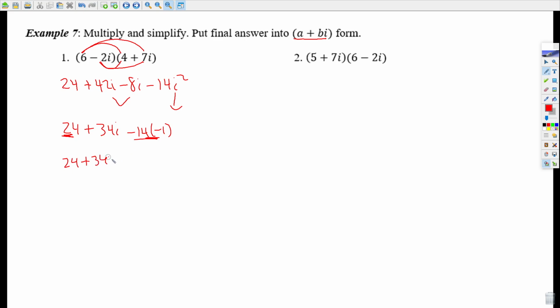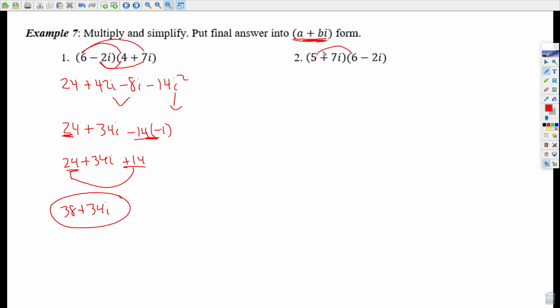24 plus 34i plus 14, if you multiply them together. And now we can put this with the 24. So that's going to give us 38 plus 34i. Again, the final answer looks like this form up here. It's going to happen every single time, mostly because we get this i squared every time.